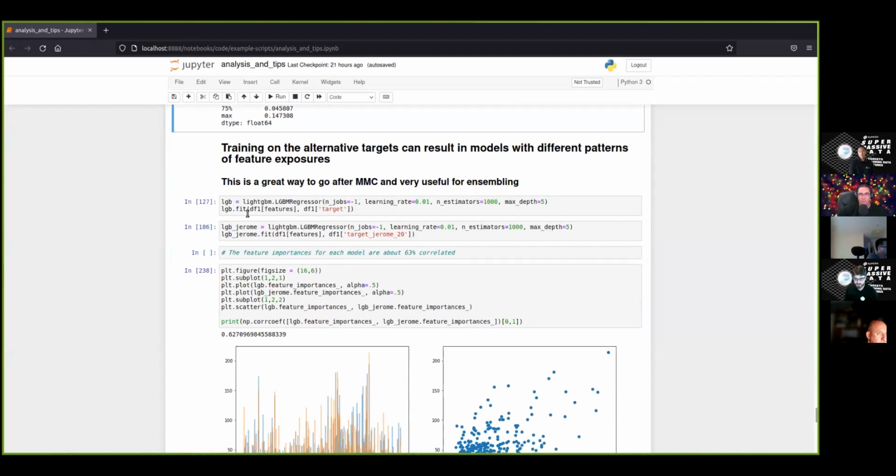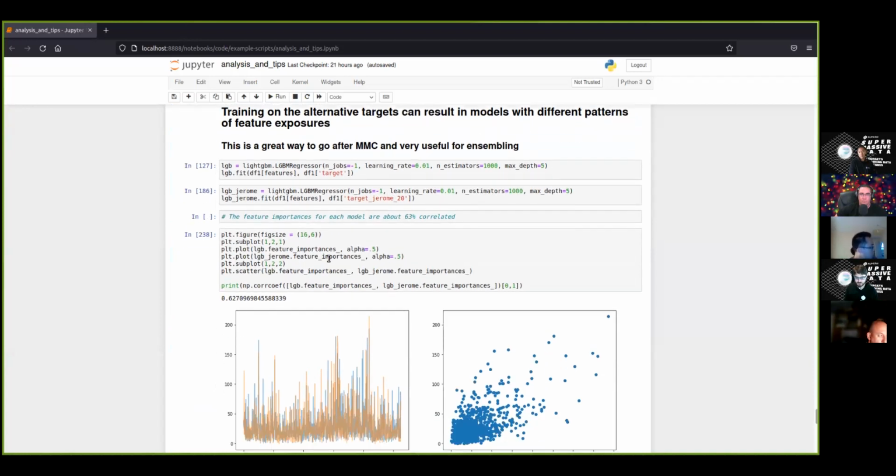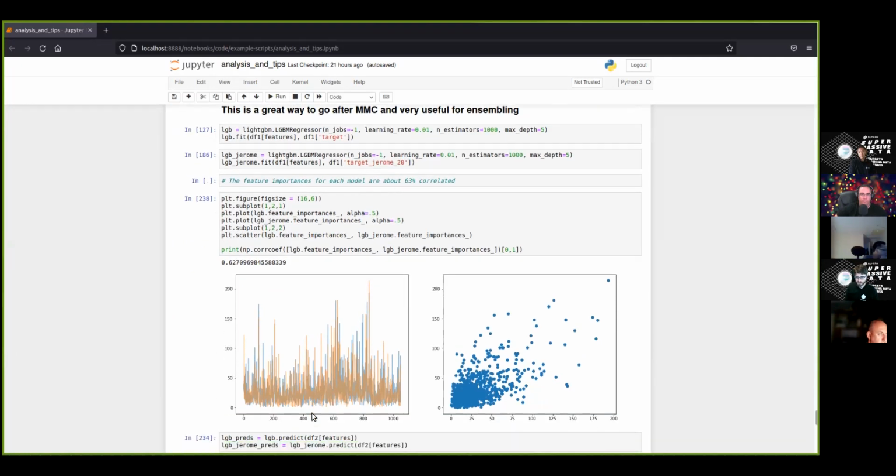So for example, I trained just a pretty standard gradient boosting model on standard target and then target Jerome. And if you just look at the feature importances that come out of the gradient boosting regressor, you can see that they're correlated, but only about 63% correlated. So there's some features that one model cares about a lot that the other model doesn't really, and vice versa.